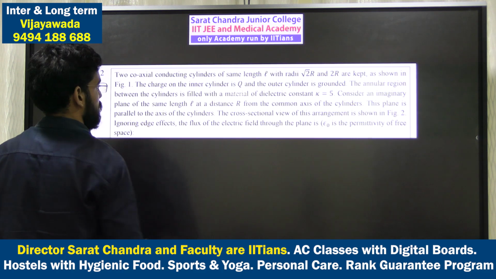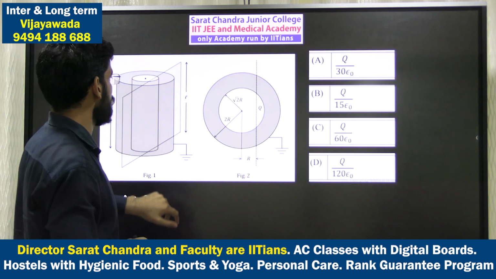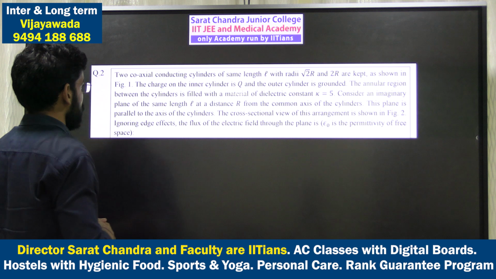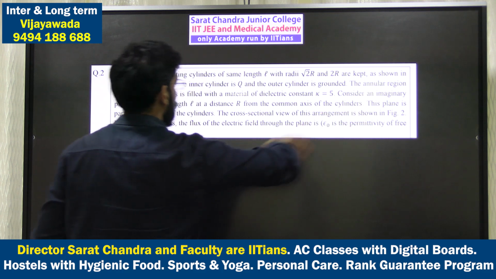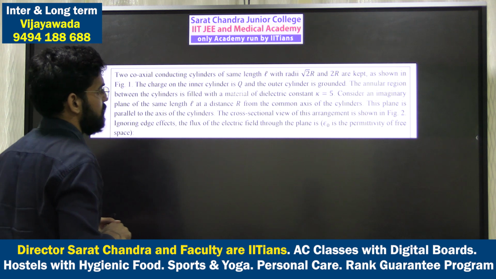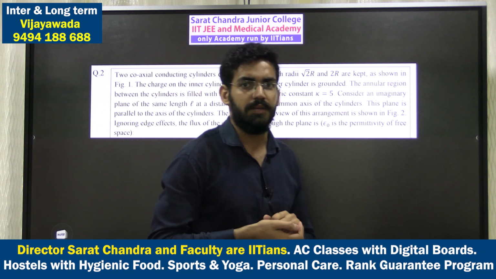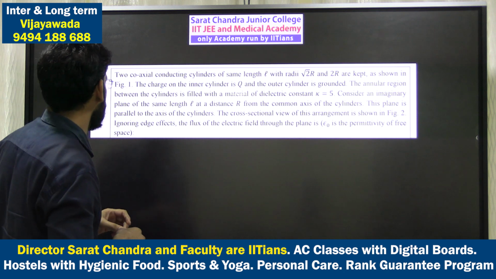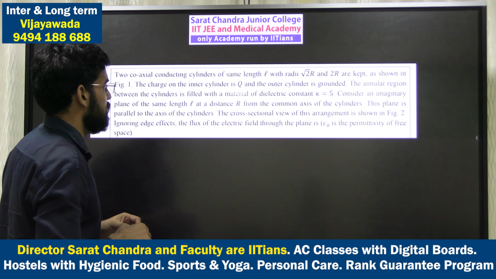And then he is saying in the question that the outer radius is 2R and the inner radius is √2R, and they are kept as shown in figure 1. The charge on the inner cylinder is Q, and the outer cylinder is grounded. The annular region between the cylinders is filled with a material of dielectric constant K equal to 5, as we said. So with epsilon naught we will multiply epsilon r as 5. Consider an imaginary plane of the same length L at a distance r in the common axis of the cylinders.